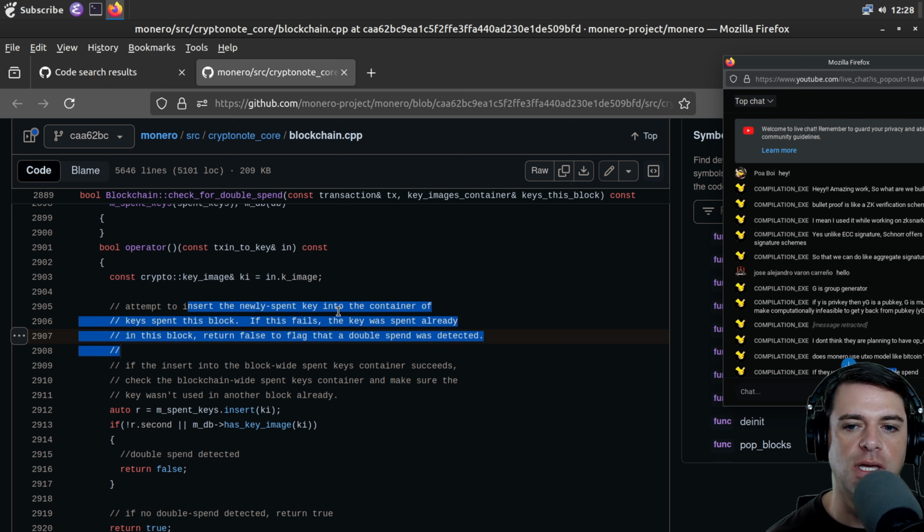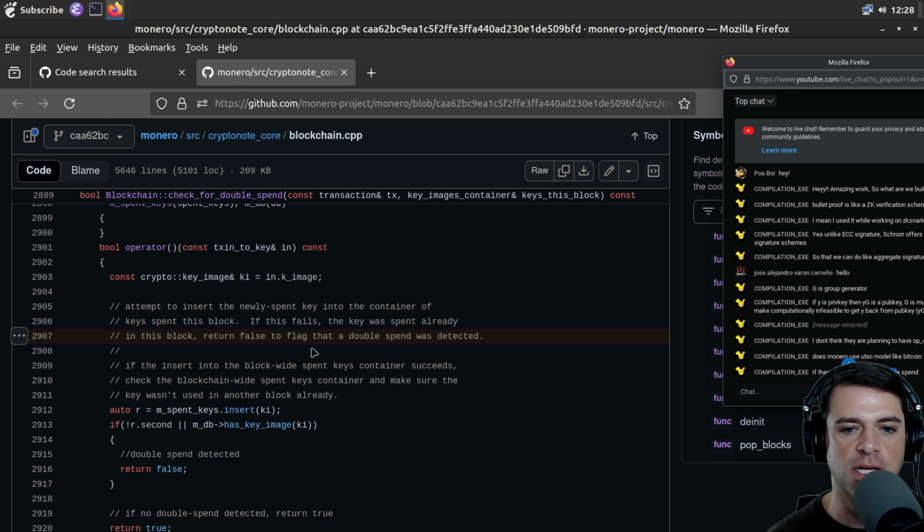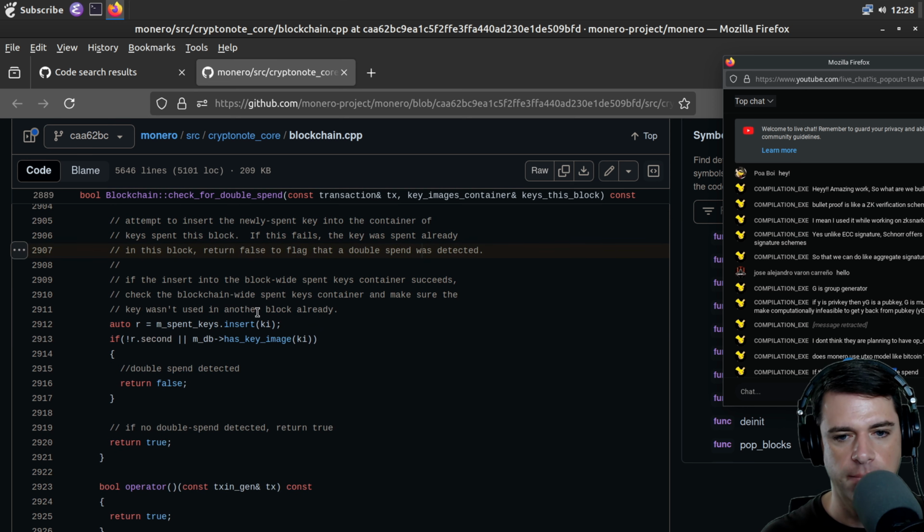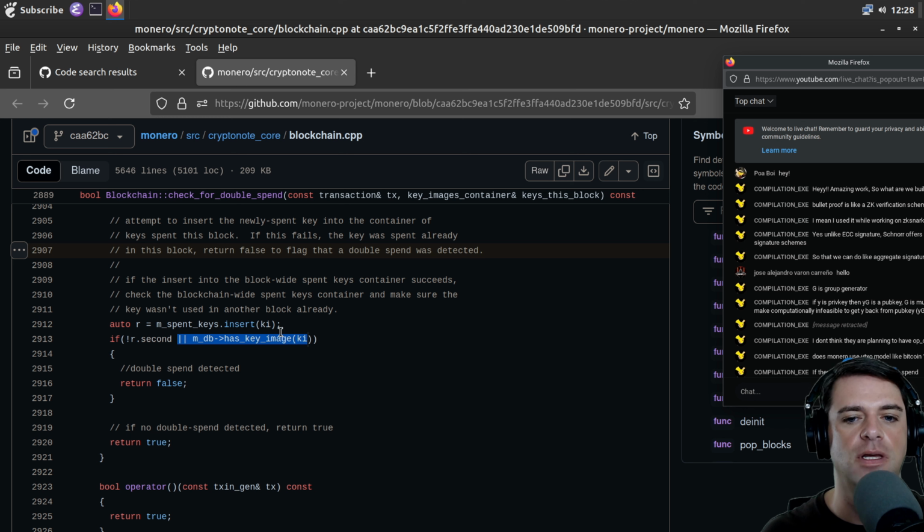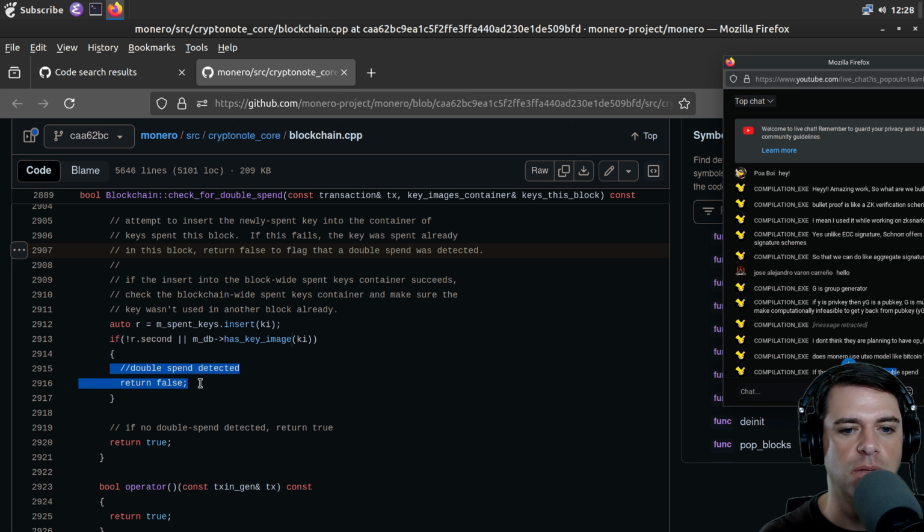Attempt to insert the newly spent key into the container of keys spent this block. If this fails, the key was spent already in this block. Return false to flag that a double spend was detected. Okay, so we're going to try to insert the key. If whatever our second is, if it's populated, or the key MDB has the key image, then I think this is the thing that detects it. Whatever MDB is, some database of maybe key images we've already seen. So if we've already seen this key image, then we say that there's a double spend.